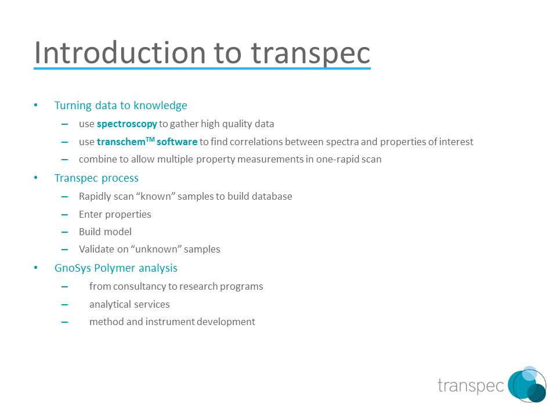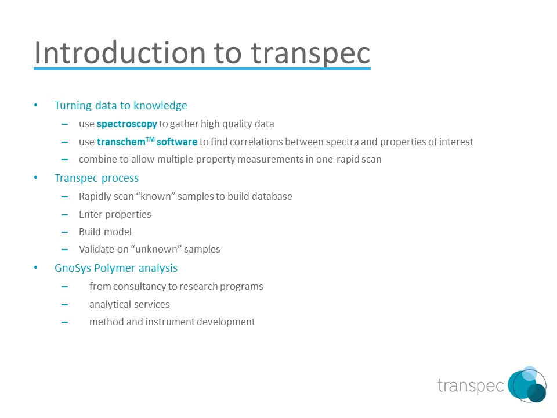The key unique feature of TranSpec is its ability to link high quality spectral data to the metrics of interest, thus turning data into knowledge. It is the TransChem software that can look for these correlations between spectra and properties of interest that are not possible by simple methods. Because many metrics can be linked to the spectra, multiple property measurements can be made. This allows analysis that takes seconds to complete to give an array of measurements and predictions, saving time and money.